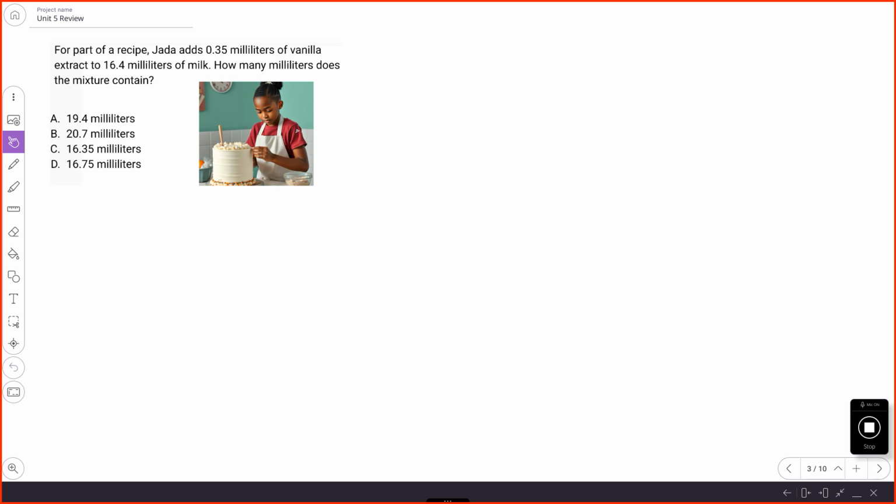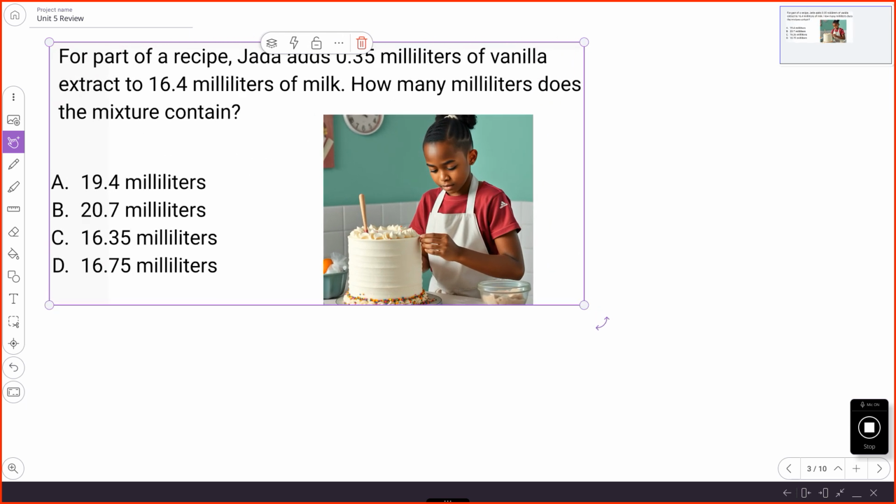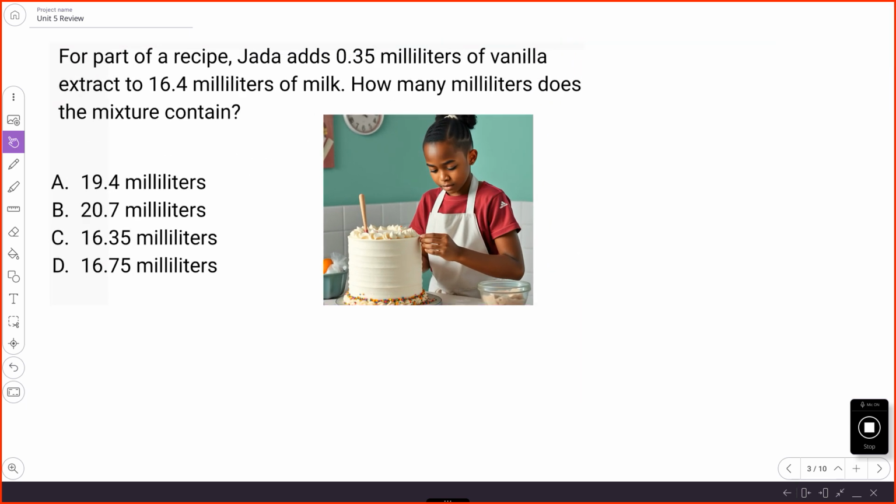This question right here. What kind of question is this? It's an addition question. So we're just going to add. How many numbers do we have? 2 numbers. So what's the most important thing we need to do when we're adding decimals? Make sure the decimals are aligned. And I'm going to go ahead and put that decimal at the bottom.